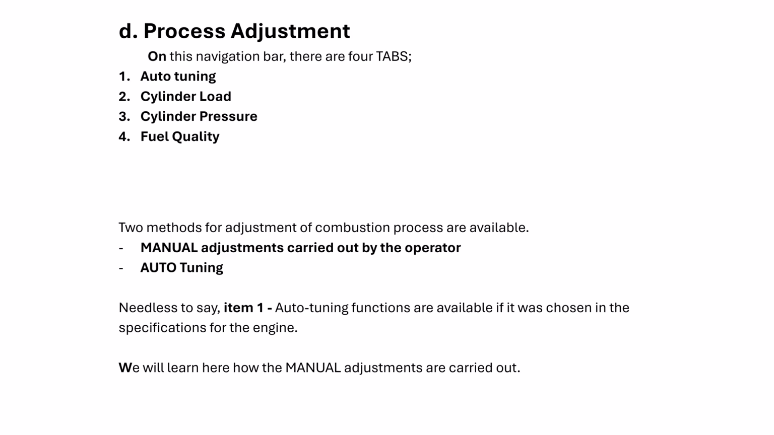So two methods for adjustment of combustion pressure are available. Manual adjustment carried out by the operator. Auto tuning, auto tuning itself means the engine is continuously being balanced, parameters being changed as required. So needless to say, the auto tuning functions are available only if chosen in the specification. It will not be there on all ships. The version has to be there, the system has to be fitted. Advanced version of the COCOS ETS. We will learn here how the manual adjustments are carried out.